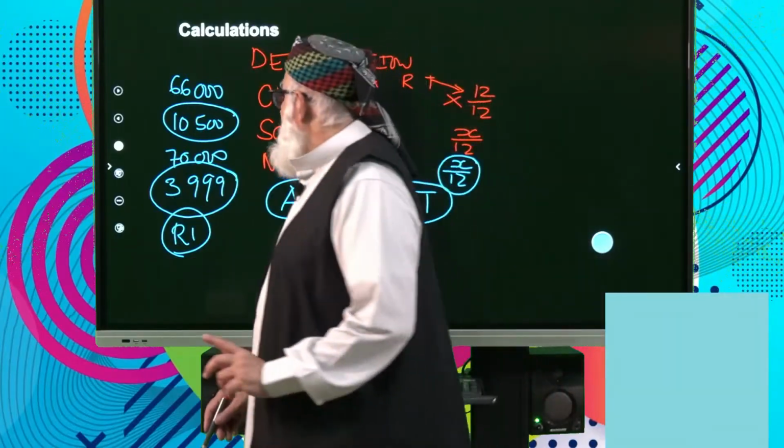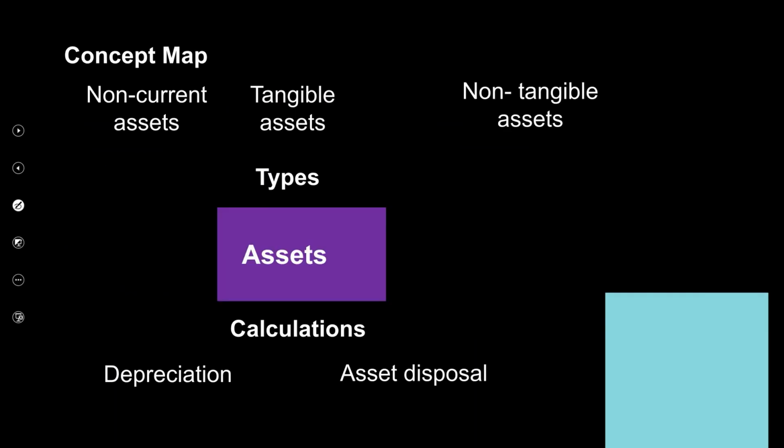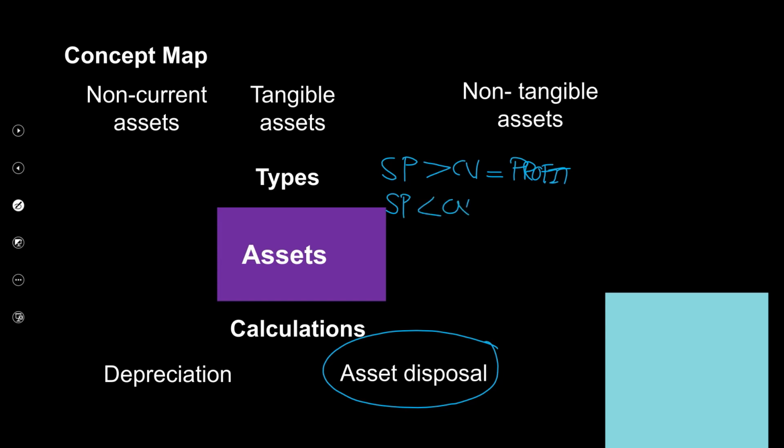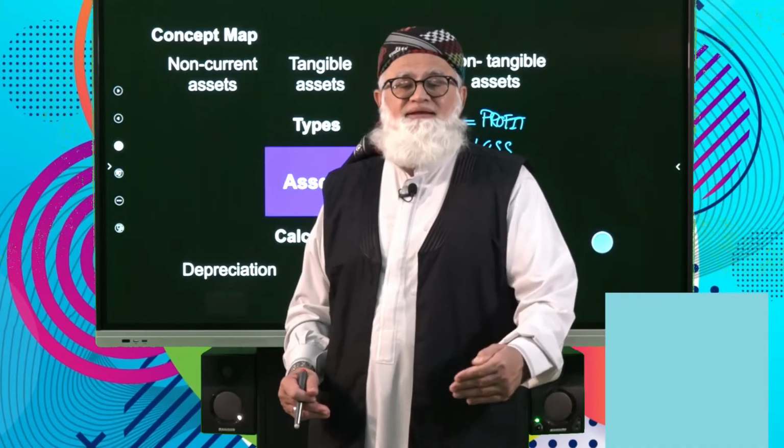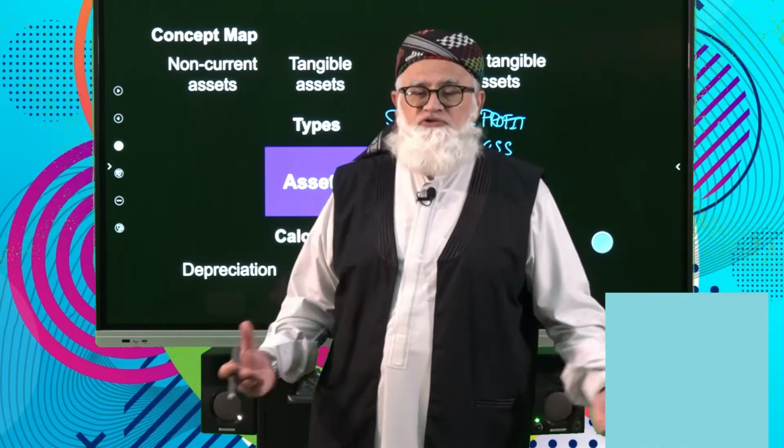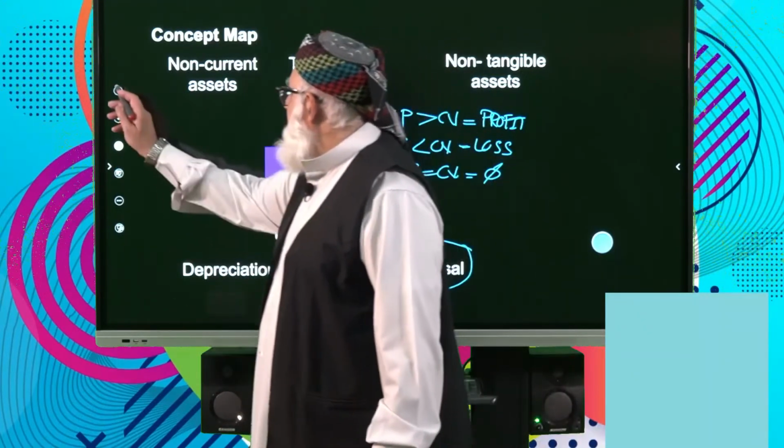Another important one that we need to consider here, guys, is when we're doing our asset disposal, once again, keep in mind that if your selling price is greater than your carrying value, you're going to get a profit on sale of asset. If your selling price is less than your carrying value, you're going to get a loss on sale of asset. And if your selling price is equal to your carrying value, you're going to get no profit or loss, as we had in our example where we donated that vehicle at R1, and therefore you can see there was no profit or loss on sale of asset. Okay.